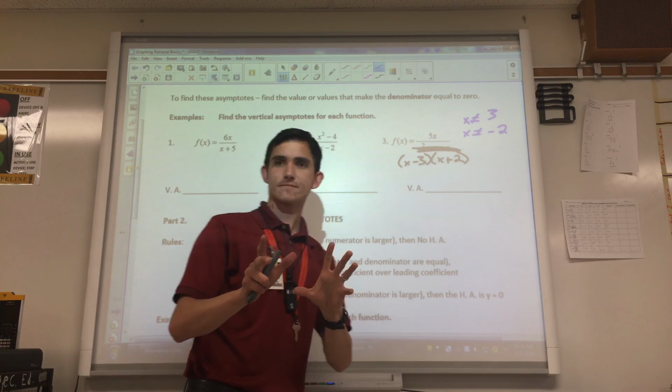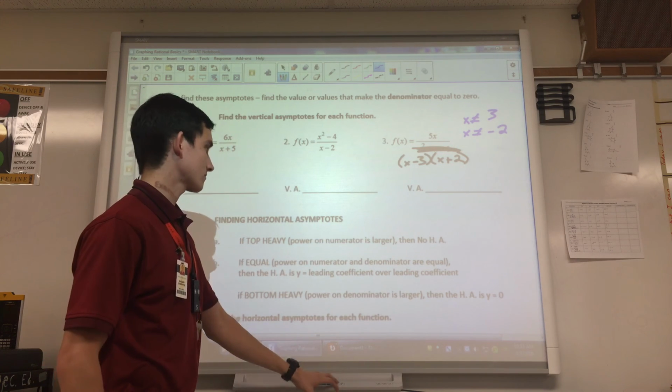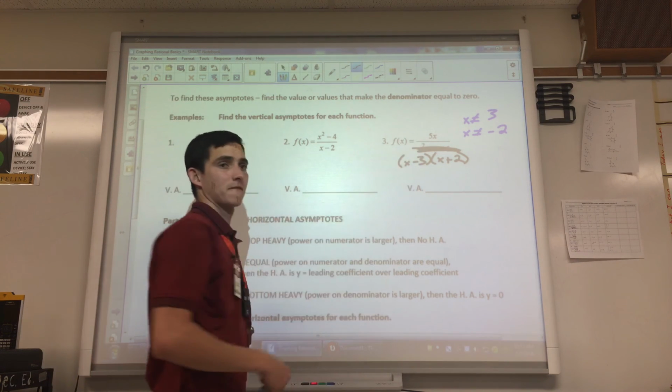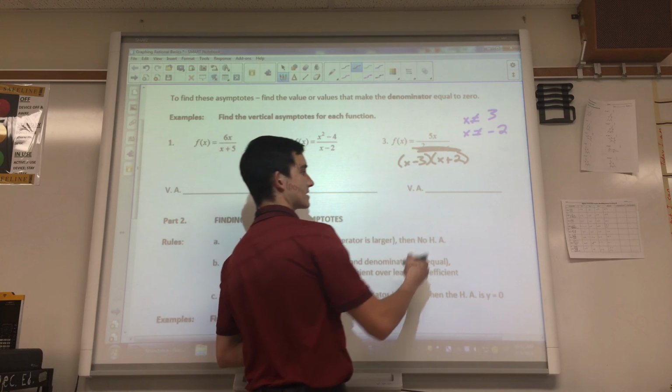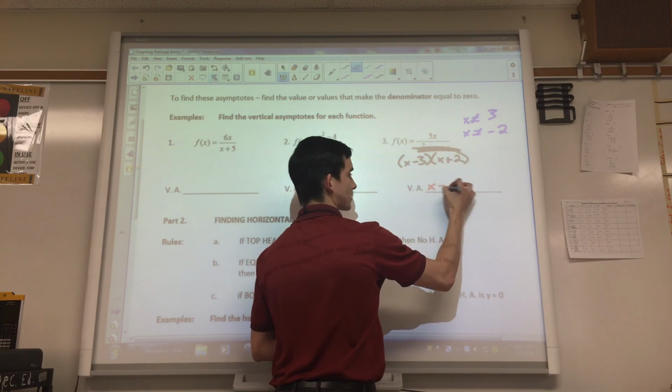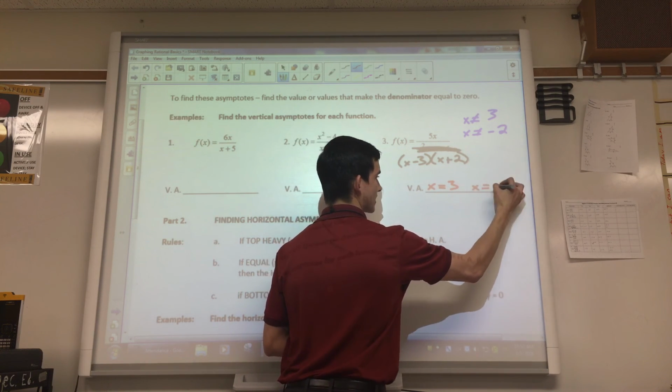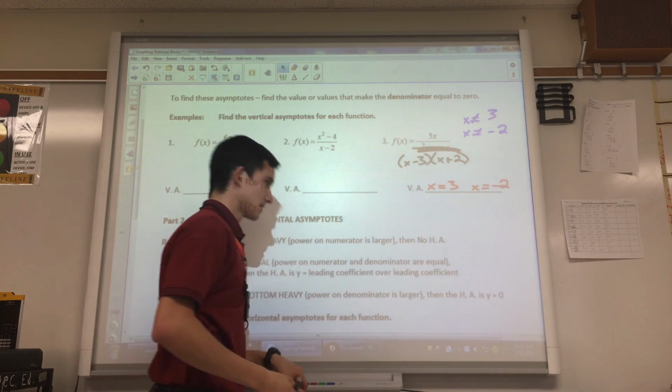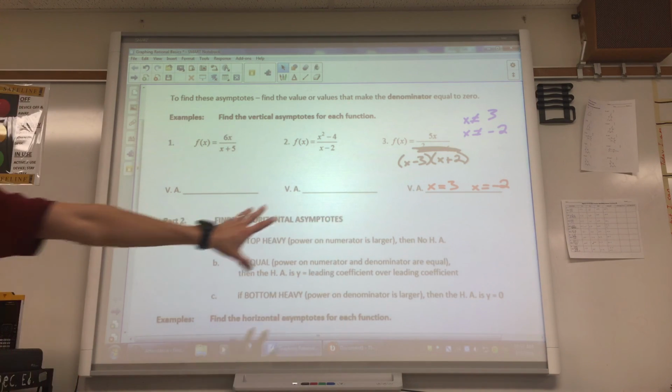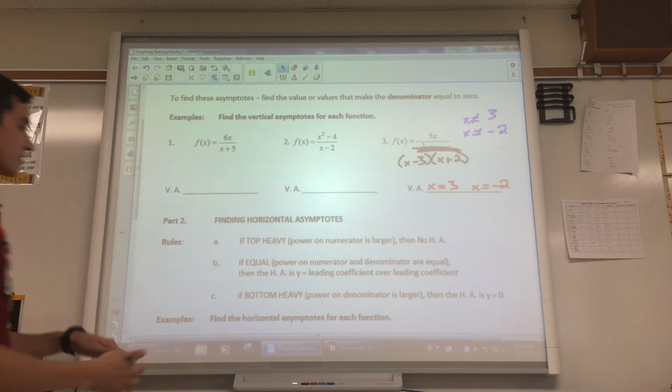Y'all understand that? Okay, so does anything cancel? No, so they're both vertical asymptotes. So I have a vertical asymptote at x equals 3, and I have a vertical asymptote at x equals negative 2. So far, so good? Let's see what this looks like now. I'm going to go ahead and graph it.